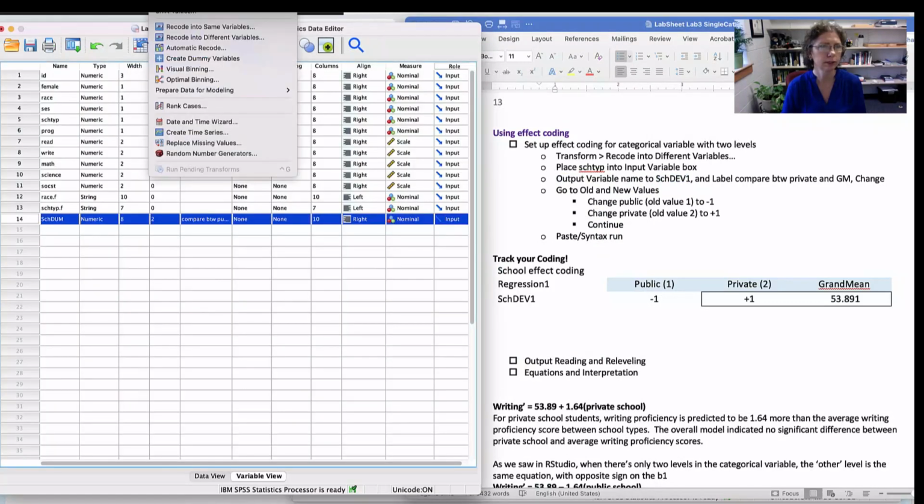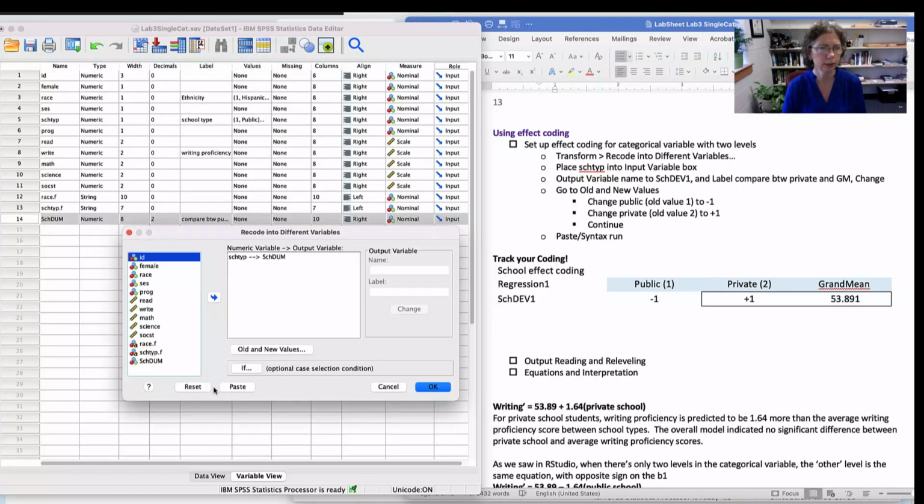There you go. Transform, recode the different variables. And here I'm going to go ahead and reset this so that I don't have any numbers in there that confuse me or get me off track. So I'm going to reset the whole thing and then put school type back in. And this time the name I'm giving it is school dev 1. And I'm going to call it compare between private and GM.